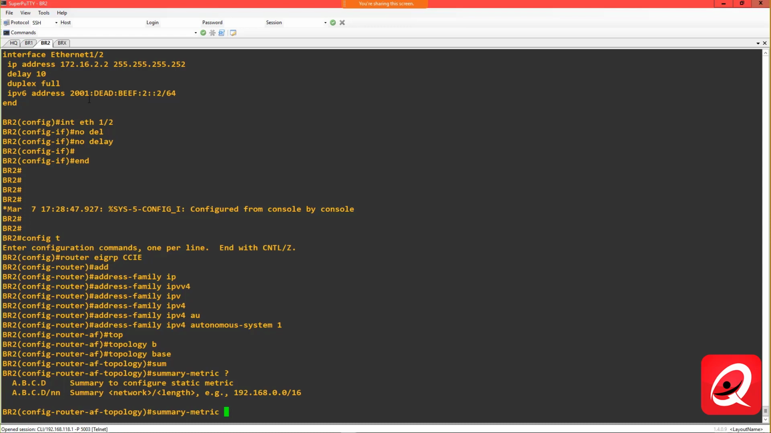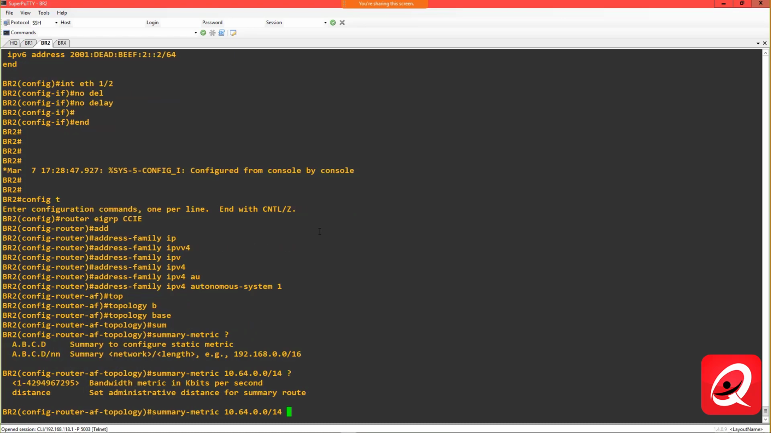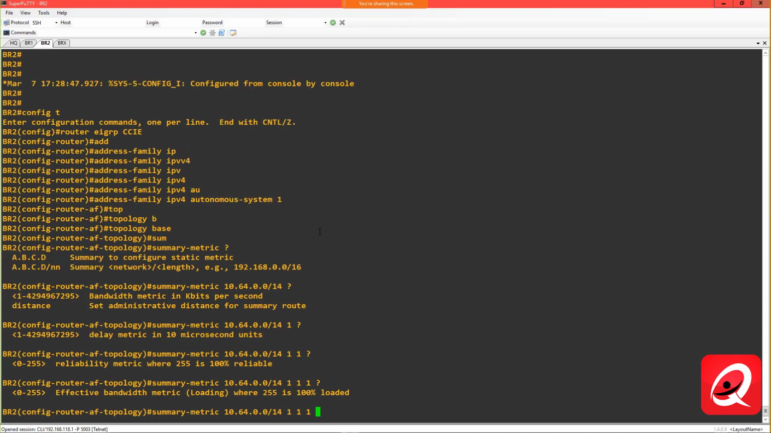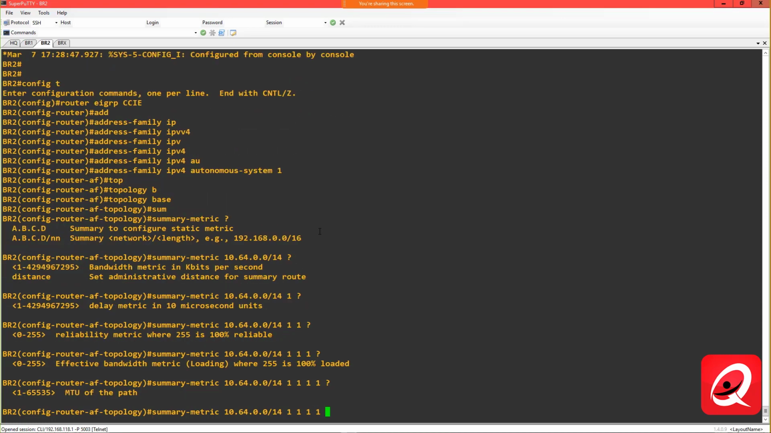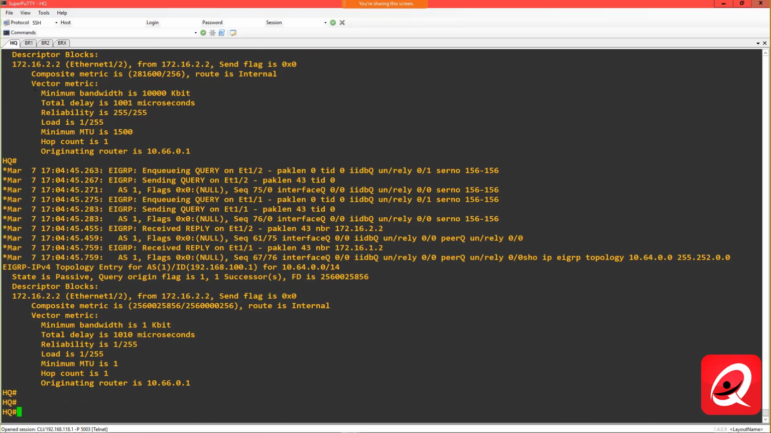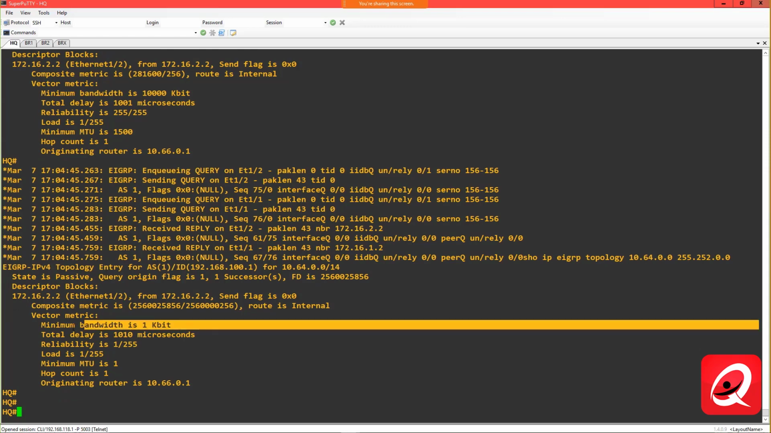Which one was it? We're in BR2, so that's going to be the 10.64.0.0/14. And now I can set either the administrative distance for that summary route, which is something I cannot do in classic mode configuration. That's kind of nice. And I can also start to specify the actual values that are going to be used for the metric itself. So I can say bandwidth of 1, delay of 1, reliability of 1, load of 1, and finally MTU of 1. And if I go back to my HQ router, I can see now that all those values have been inserted as the calculation for the metric.